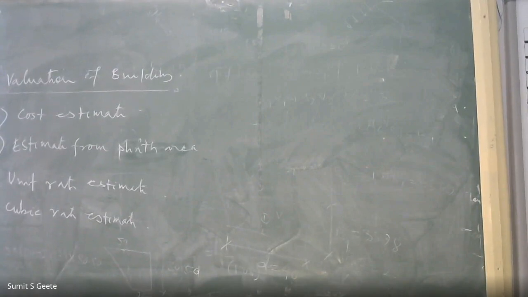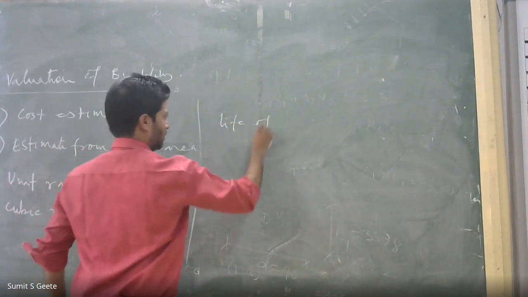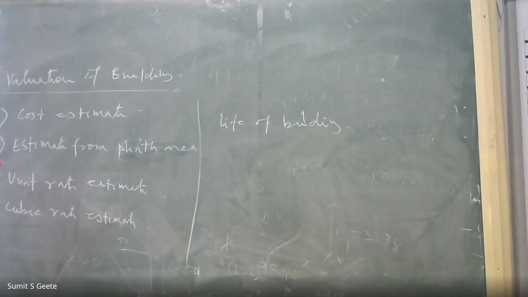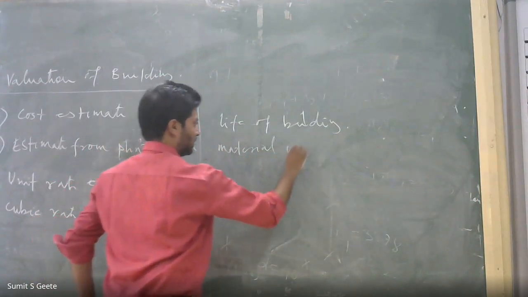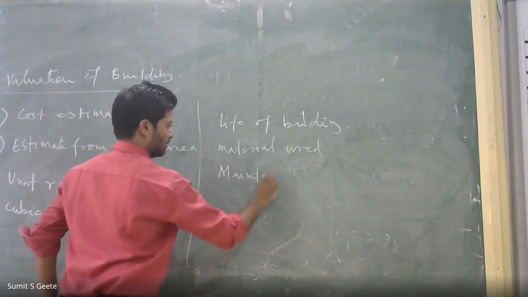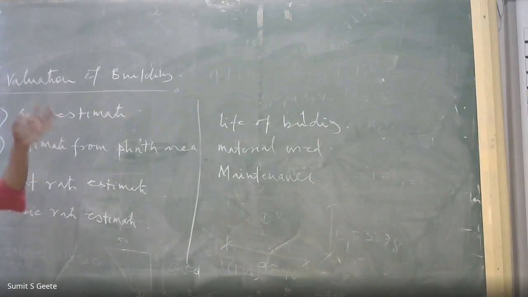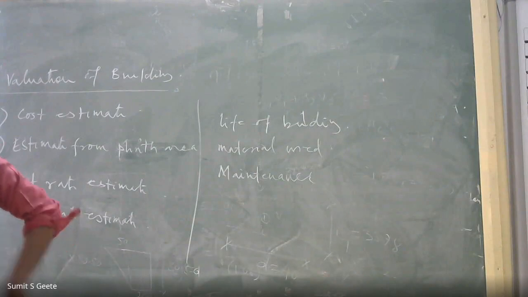Clear? Now, secondly, all this valuation of building depends upon the life of building. Life of building again depends upon the material used. It also depends upon the maintenance. These are the factors which also affect the valuation.